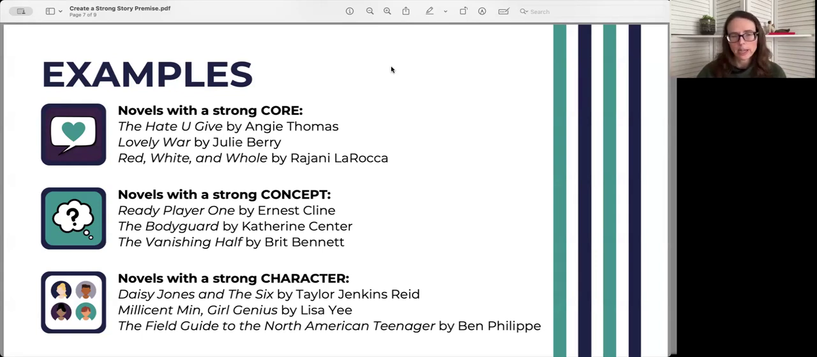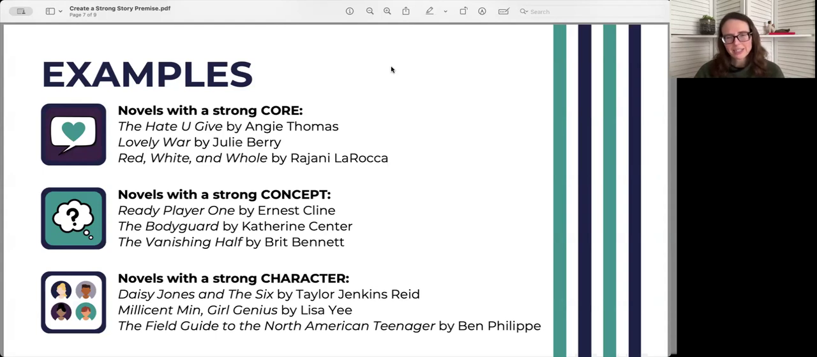And then novels with a strong character. Of course, every book should have a strong character, but I've chosen some particular ones here that have a very strong voice and perhaps quirks and personality traits that really set them apart. So when we look at Daisy Jones and the Six by Taylor Jenkins Reid, not only do we have the strong main characters, but also the band itself acts as one main character as well. And it's also a very strong character unit. So that's why I selected to highlight that one here.